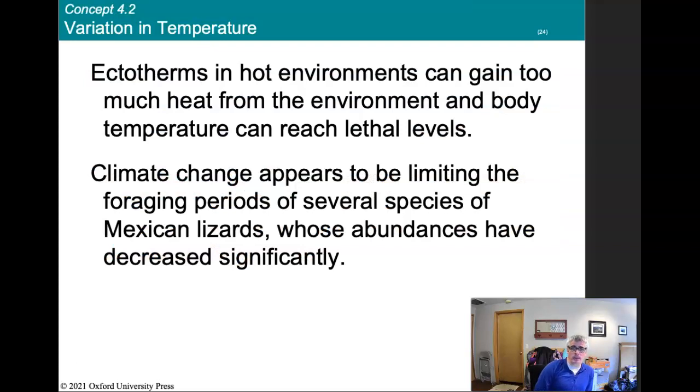Ectotherms in hot environments can gain too much body heat from the environment and reach lethal levels. Climate change appears to be limiting the foraging periods for several species of Mexican lizards, whose abundances have decreased significantly. Because of their lack of ability to regulate temperature within themselves, their feeding windows are dependent on when they can go outside and be warm enough to move around efficiently and not too warm where they overheat.